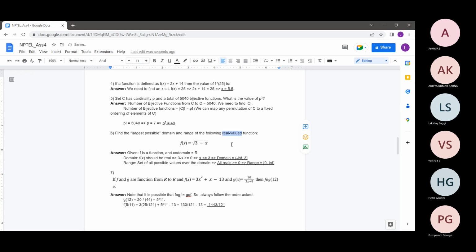So I hope I made some sense in answering your question, Hetal. As for this question, even if real valued was not given, we could have said that square root by definition always outputs real values. So its codomain is real only, and proceeded along those lines. Otherwise, the basic methods are the same.